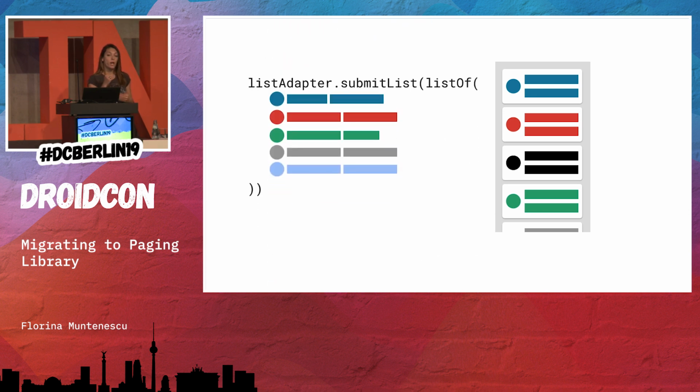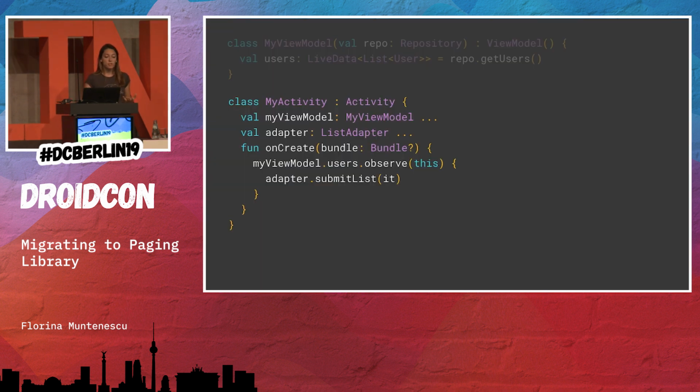But then, when you have a new list, the updated list, so here, for example, we might have an item that was removed and an item that was edited. The list adapter takes care of all of that animation for you and takes care that the diff between the previous and the new list is done on the background thread. So in terms of the implementation, you would have a list adapter. You would observe your live data of users from the view model, and you would submit the list.